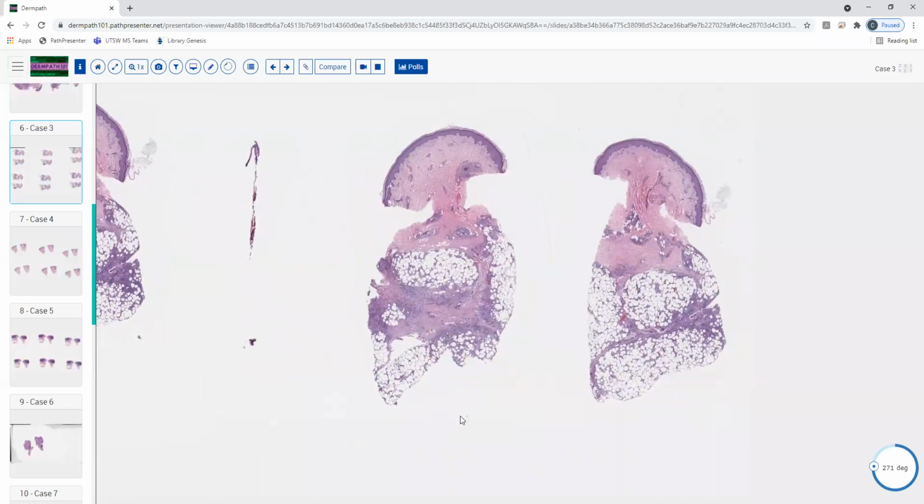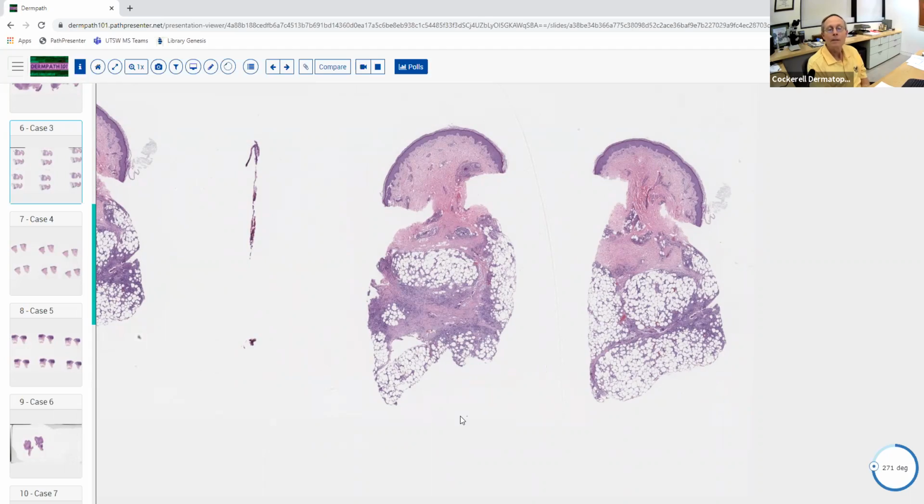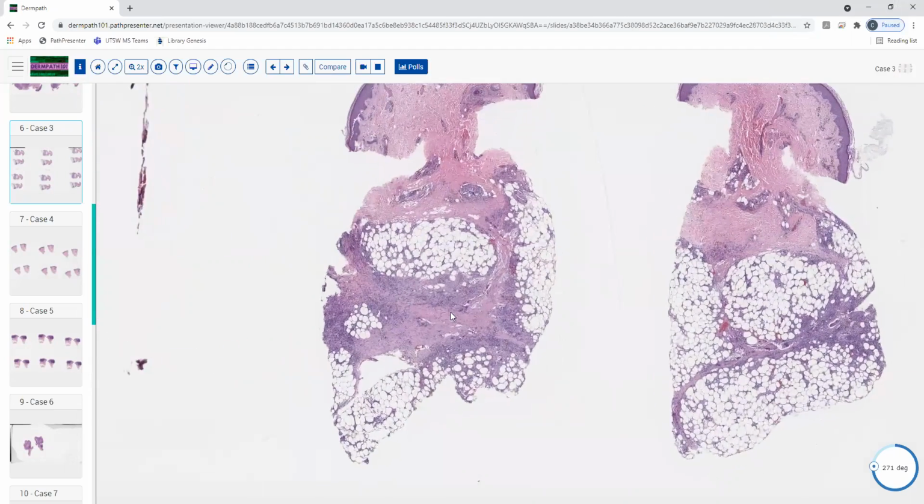Most of the inflammation seems to be in the septal section of the sub-Q. So there's more of a septal panniculitis. Most of the lobules look pretty uniform. Not a lot of inflammation within the lobules itself.